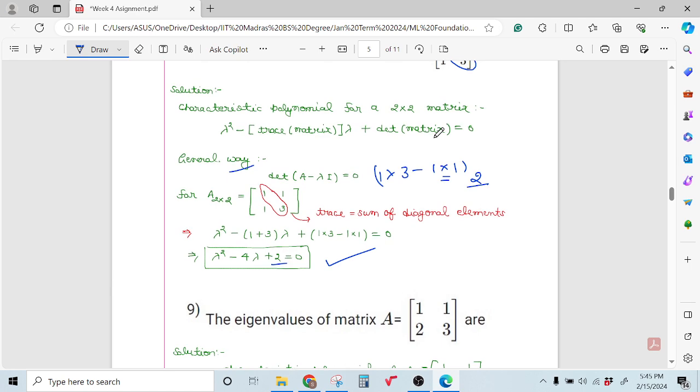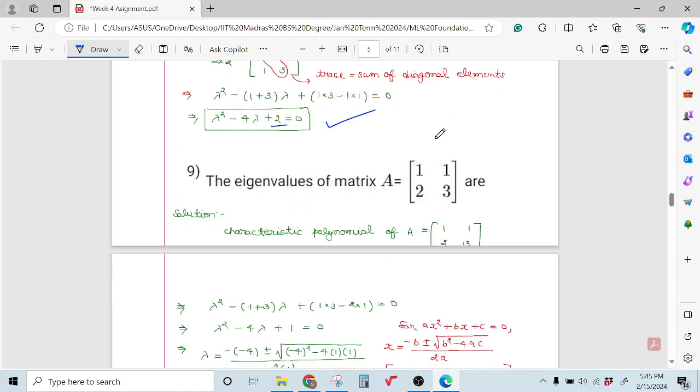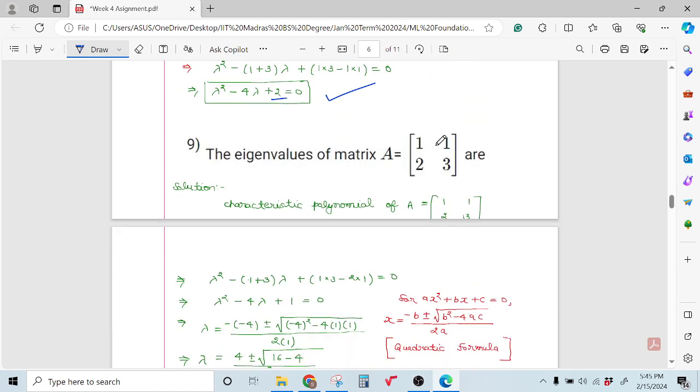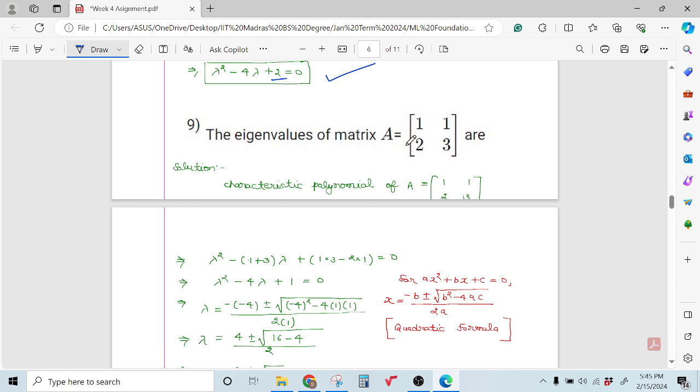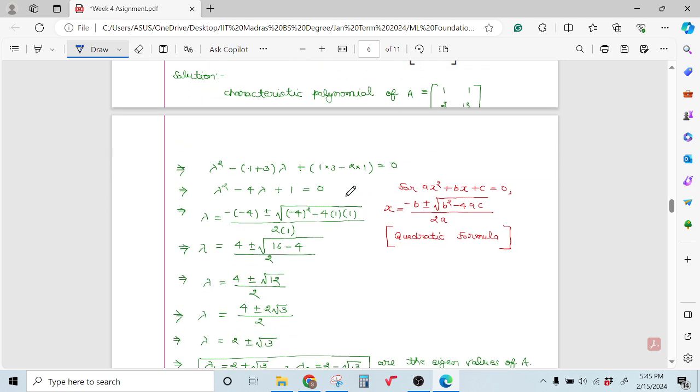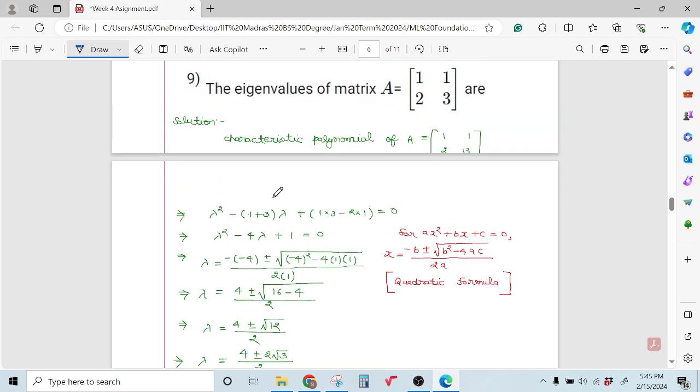So for the same problem, we have to find the eigenvalues of a matrix. We have calculated the characteristic polynomial of the matrix A. So again we will solve the problem by solving the characteristic polynomial, then we find the value of lambda. The characteristic polynomial will be lambda square minus 4 lambda plus 1 is equal to 0.